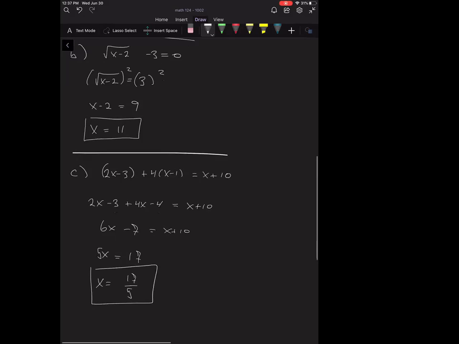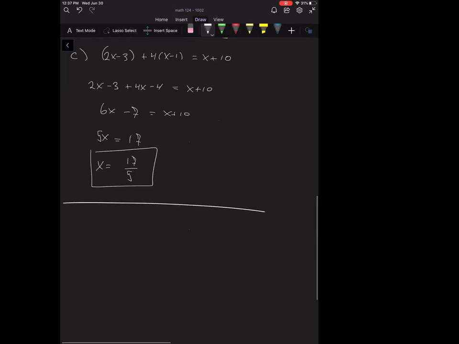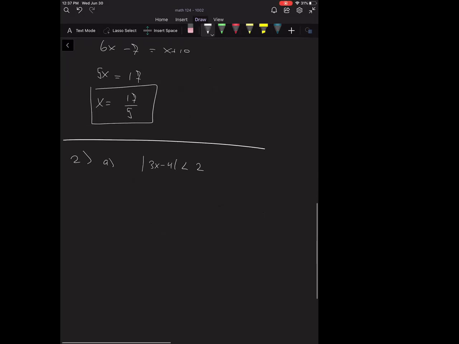Problem number 2. There are 2 inequalities to solve for. So the first one we're going to solve for is the absolute value of 3x minus 4 less than 2. What this actually means is this: we have minus 2 less than 3x minus 4 is less than 2.